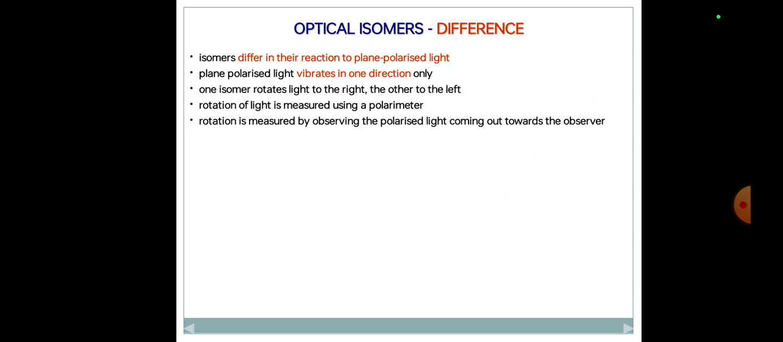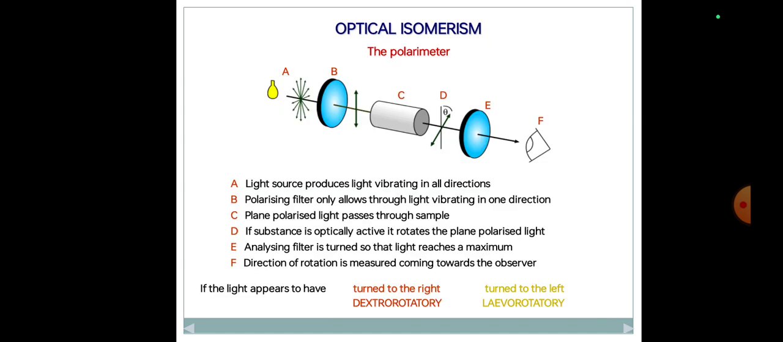Optical isomers differ in their reaction to plane polarized light, as I have said earlier, that they differ in their effect on the rotation of plane polarized light. Plane polarized light vibrates in one direction only. One isomer rotates light to the right, the other to the left. Rotation of light is measured using a polarimeter. Rotation is measured by observing the polarized light coming out towards the observer.